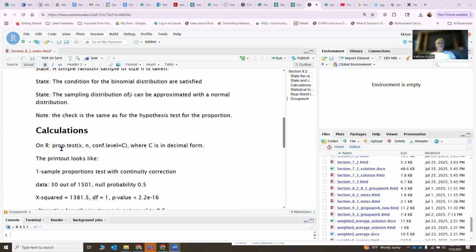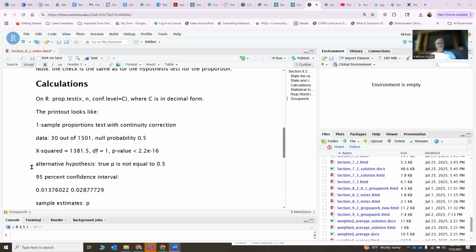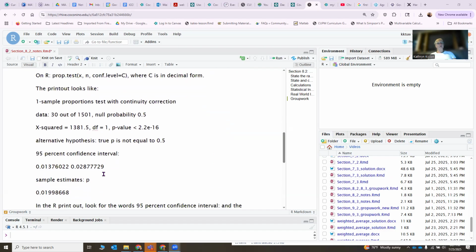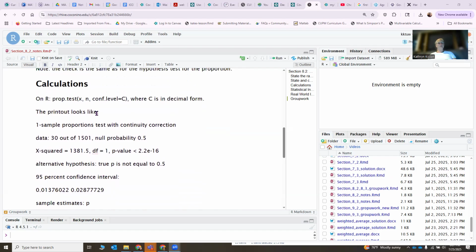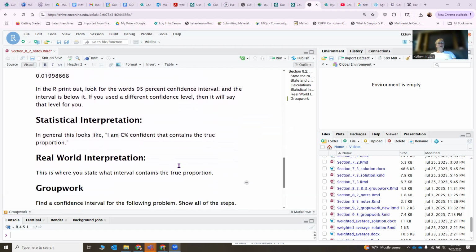Calculations is your next step. Calculations are basically the same. You've actually already done it. You just have to look for the confidence interval instead of the hypothesis test information. Then you have statistical interpretation and a real-world interpretation.